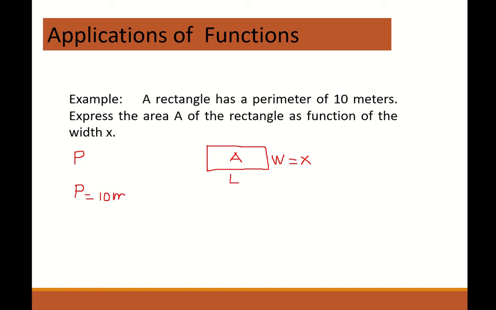Can you still remember? When you speak of perimeter, this is the total length that encloses a certain area. In this case, our geometric figure is a rectangle, so the total length that encloses this area is what is called the perimeter. Okay, if this is length, this is also length. If this is width, W, which is equal to x, this is also equal to x.